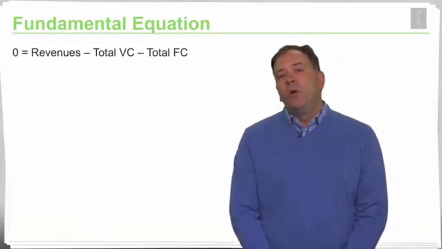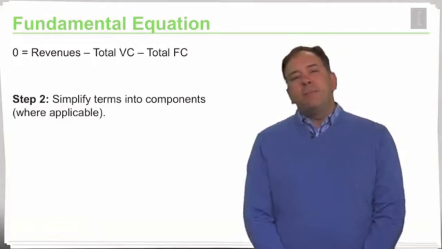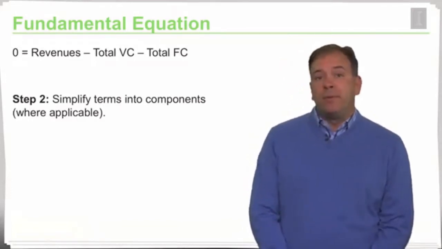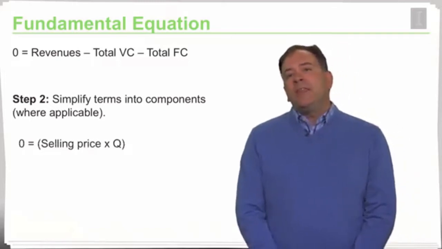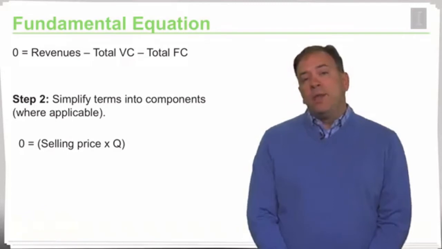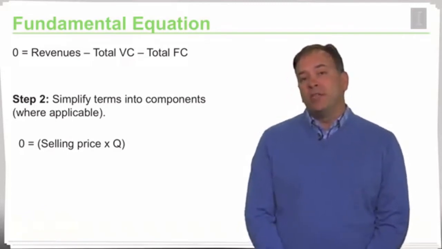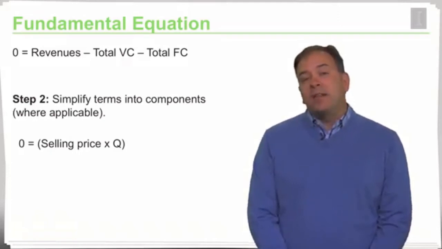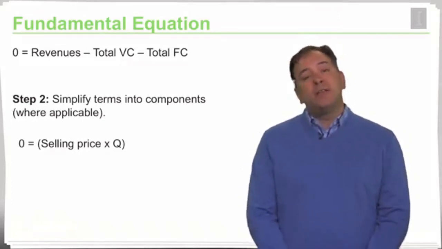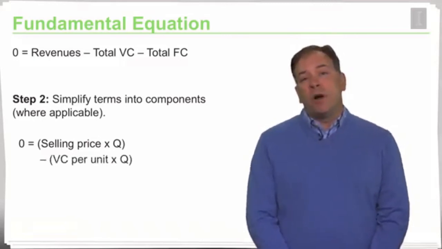In step 2, we'll continue to reorganize these terms. We're going to simplify these terms into their fundamental components, if applicable. So we can think about revenues as a function of 2 things. 1, the number of units that we sell multiplied by the selling price of each of those units. The product of those 2 terms would be our total revenues, and all we've done is broken them down into those components.